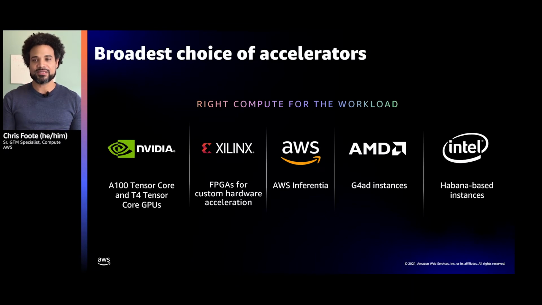In addition to these fundamental architectures, more and more customers are using AI, ML, and HPC, and this requires purpose-built accelerators. For example, the NVIDIA A100 Tensor Core and T4 Tensor Core GPUs, as well as the Xilinx FPGAs. There's also AWS Inferentia, which allows for 70% lower costs per inference compared to comparable generation GPU-based Amazon EC2 instances, as well as the AMD G4ad instances and Habana-based Intel instances for additional workload types.